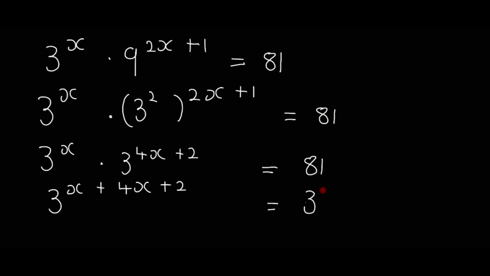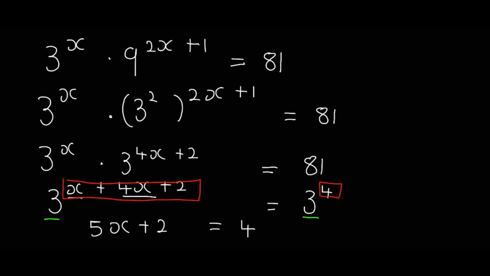So this is 3 to the exponent 4, and then because now these bases are the same, we will equate the exponents, but let me add these exponents first. x plus 4x gives 5x. So I have 5x plus 2 and then it is equals to 4 because I equate these exponents.